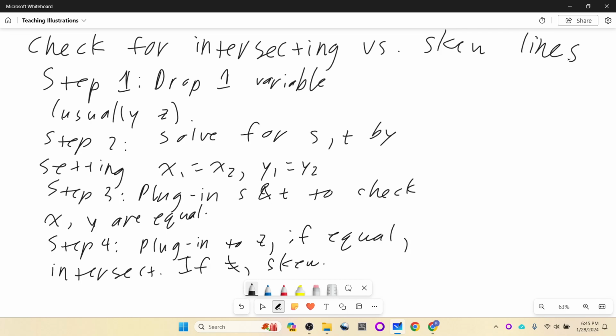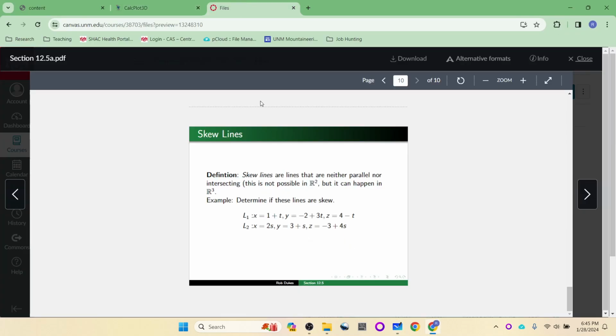So let's do the example that we were given and show how this works in practice. Our problem, we had L1: x was 1 plus t, y was negative 2 plus 3t. We're going to ignore the z. L2: x is 2s, y is 3 plus s. Ignore the z. So we'll set the x equal here. So it would be 1 plus t equals 2s, because those are both x. That's what we got from saying the x is equal.